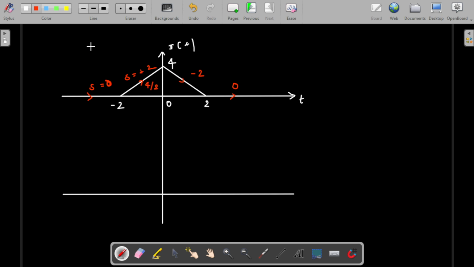The general formula is y2 minus y1 divided by x2 minus x1. So this is how we find out the slope. You can apply this to find out the slope here.